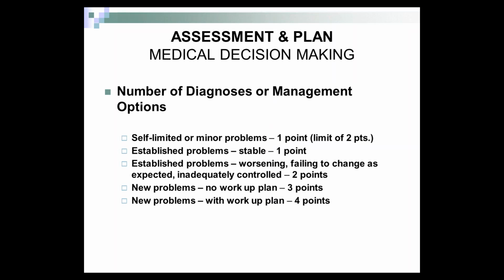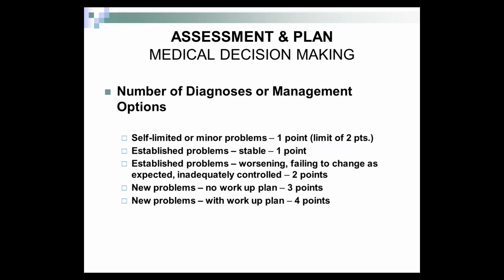The assessment and plan is basically your medical decision making, and of course the plan for treatment. The medical decision making includes a number of diagnosis or management options. A self-limited or minor problem is basically worth 1 point. There should never be more than 2 of these considered in your total amount of points for your medical decision making. Established problems, which are stable, are also worth 1 point.